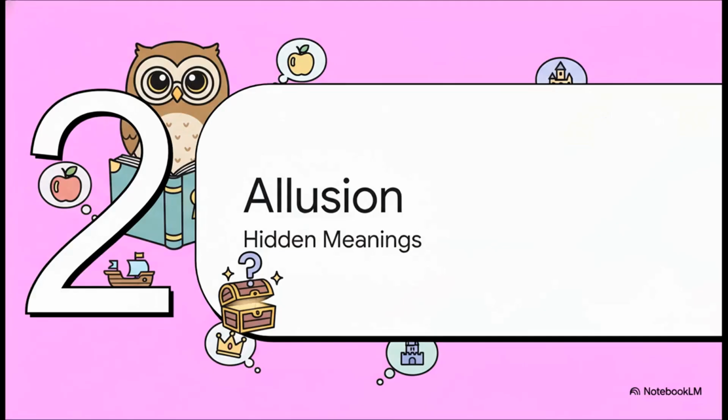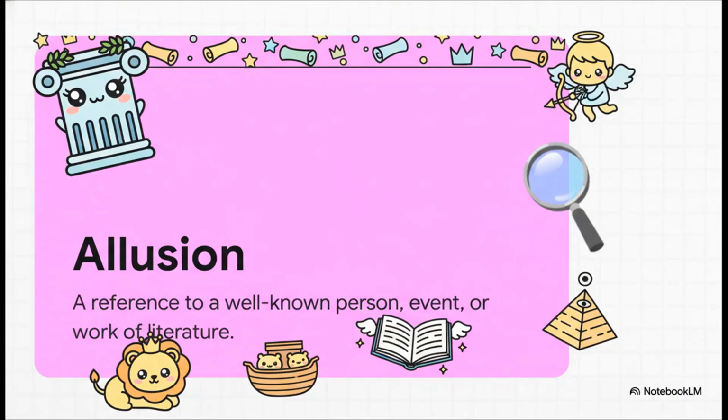Now let's look at a different kind of literary device. This one adds extra meaning by referring to something the reader may already know. It's called allusion. An allusion is like a writer's shortcut. Instead of spending paragraphs explaining an idea, the writer makes a quick reference to something many readers already know, such as Greek mythology, history, or another famous story. If you recognize the reference, you immediately understand the deeper meaning.